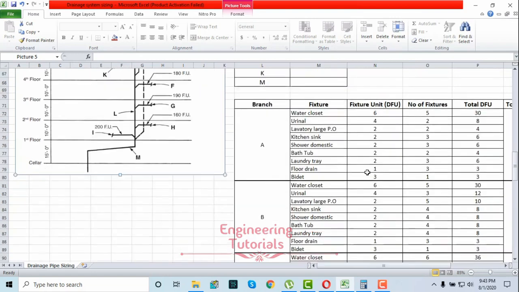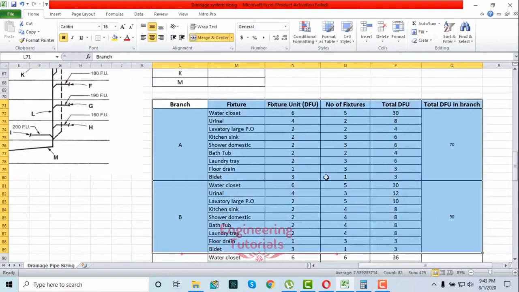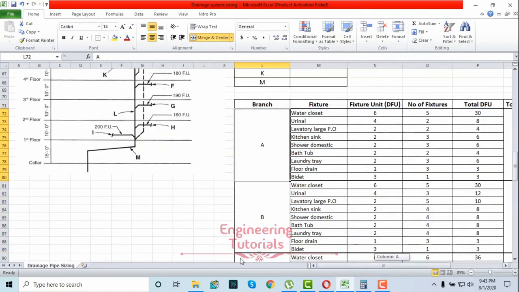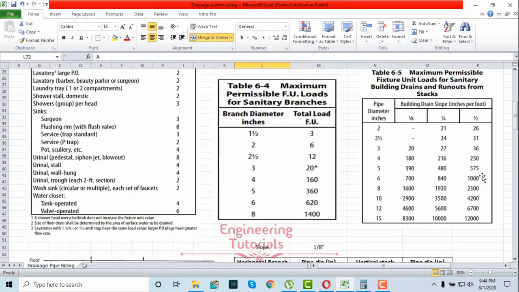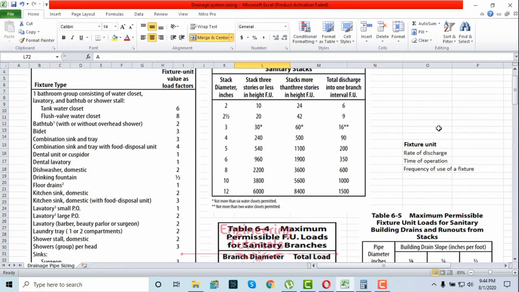So as you can see that I have prepared this table. In branch A, how many fixture units do we have? As you can see over here, we have 70 fixture units. So you have to understand first what is the fixture unit. If you remember, we have used the fixture unit in water supply pipe sizing. That time it was called water supply fixture unit, and here we are going to do it for the drainage system. That's why it's called drainage fixture units.